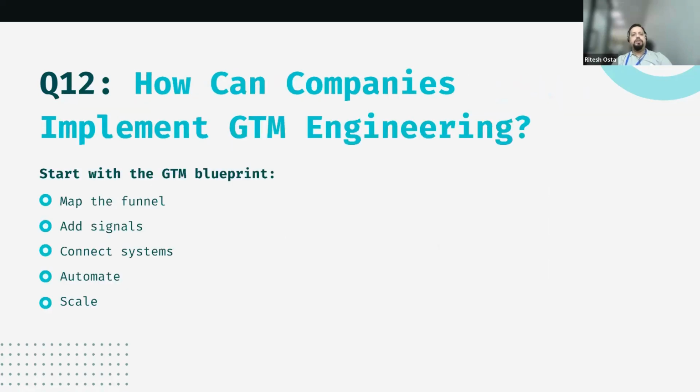How can companies implement GTM engineering? Okay, all right. The first thing is start with a blueprint, right? Start with an architecture, start with a strategy. What do you want to achieve? For example, if you want to work on a marketing function, then map your funnel, right? What's really going on, right? Add signals, right? Where are the signals? What signal you need to catch, right?